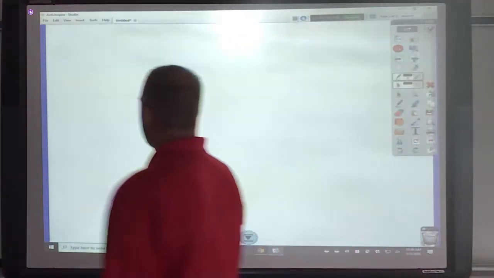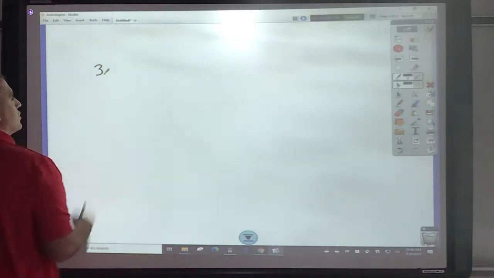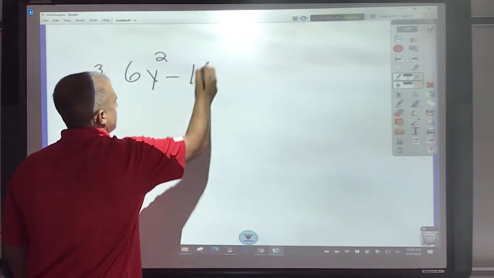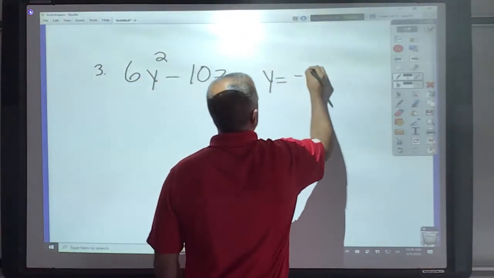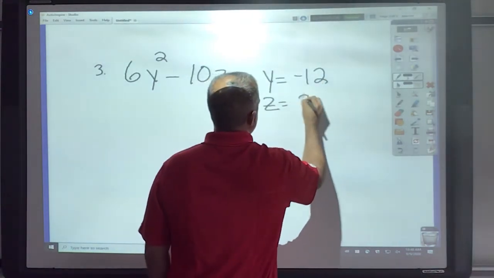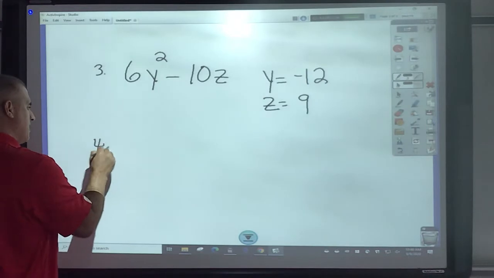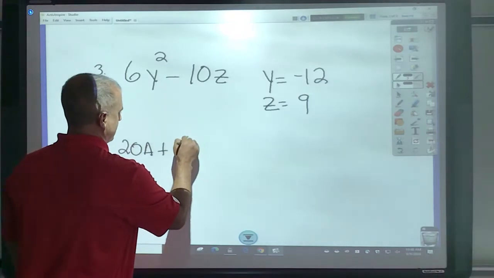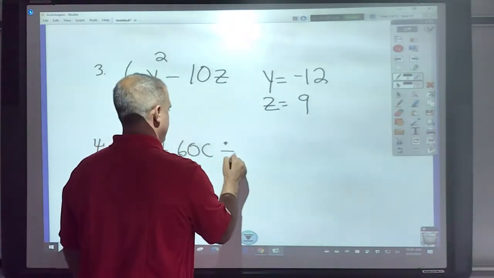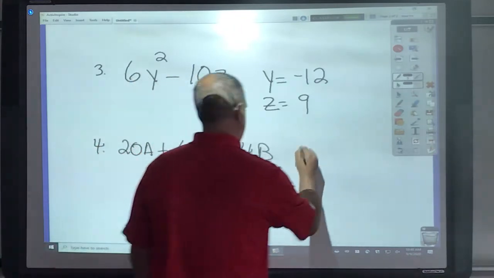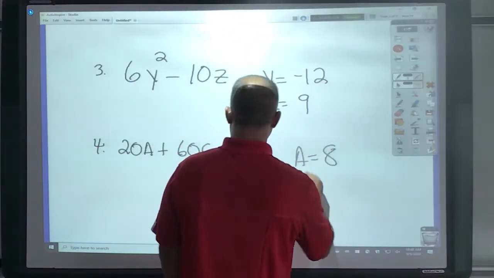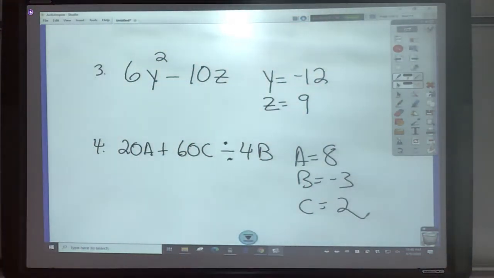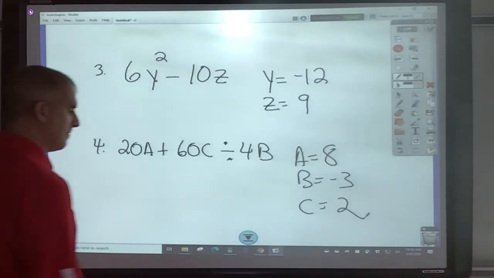Let me give you guys 2 like that to do before we go on to a couple other more challenging questions. All right, let's say I have 6y squared minus 10z, where y is -12 and z is 9. And then 20a plus 60c divided by 4b, where a is 8, b is -3, and c is 2. Go ahead and pause your video, and see if you can come up with these answers.